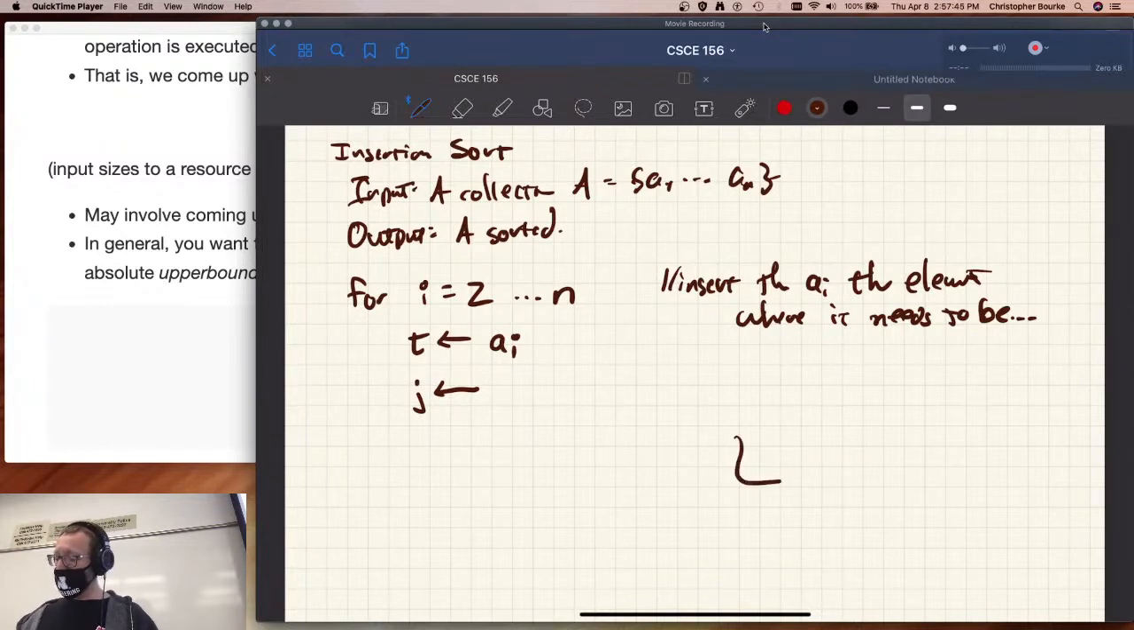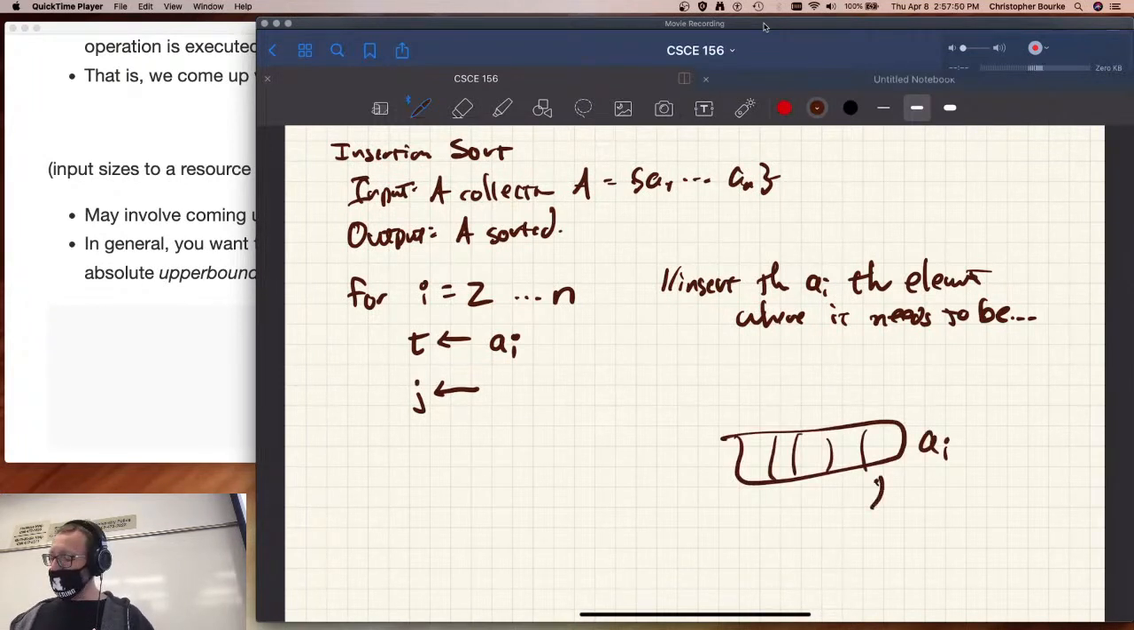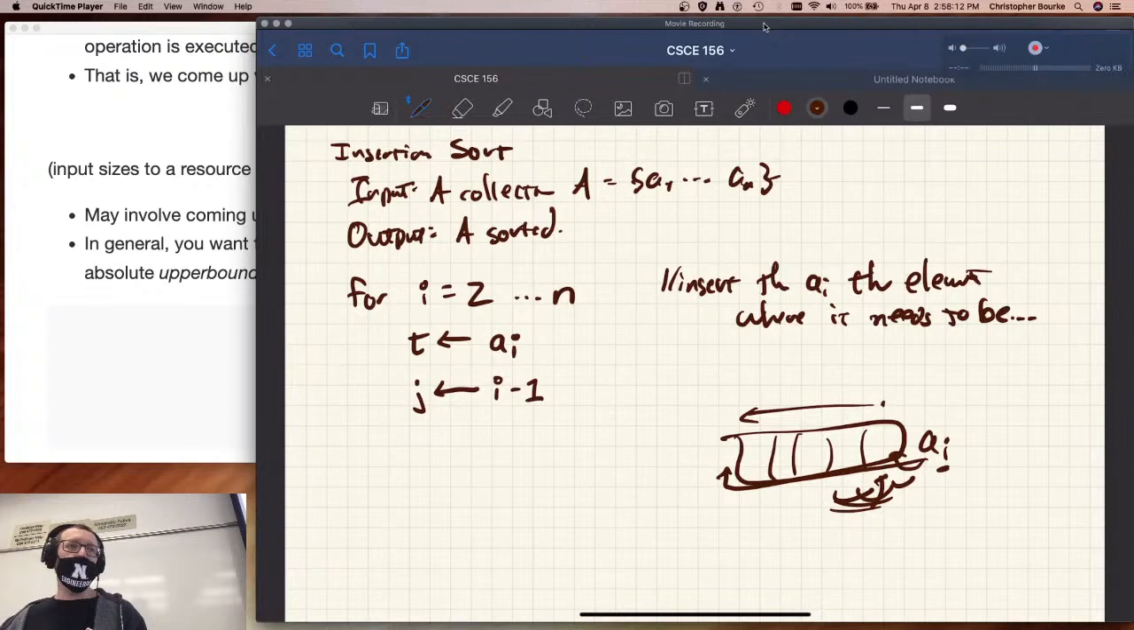Remember we worked, this is the a sub i element, and so we started here and shifted things over, shifted things over, shifted things over. We went from right to left. So a sub j would start at i minus 1. Right? Now, do I always go all the way to the beginning? Nope. Sometimes I get lucky and I don't even have to shift anything. So that tells me I probably want some sort of a while loop. Right? While what condition?